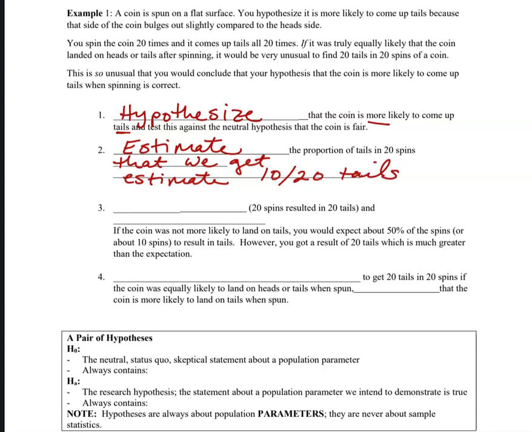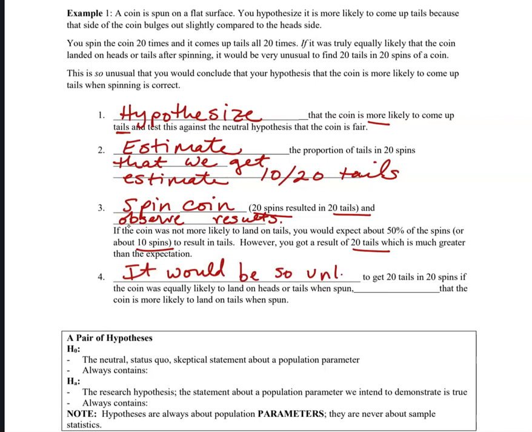We actually spin the coin. So we spin the coin 20 times and observe the results. And like I said, if it had been a fair coin, we would have expected about 10 of the spins to land on tails. However, we got all 20. So then we would decide that it would be unusual. It would be so unusual or unlikely to get 20 tails in 20 spins if the coin was equally likely to land on heads or tails when spun.